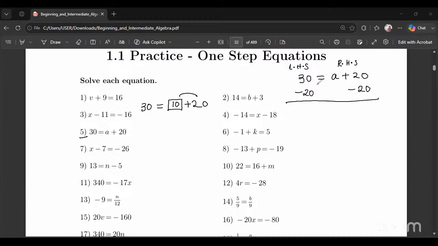So when you do that, you can now see that on the right-hand side, 20 minus 20, of course, is 0. And on the left-hand side, 30 minus 20 is 10. So 10 is equal to A. You can also say that A is equal to 10. Just like the way we solved it first, that is more like arithmetic. And what we are doing here is algebra. When you introduce variables to this kind of problem, we call it algebra. And the other is just simple arithmetic.